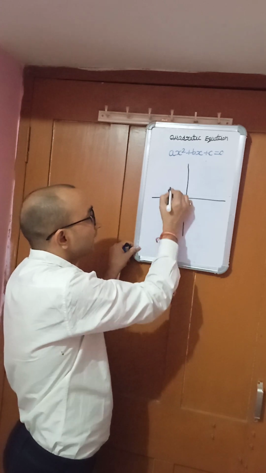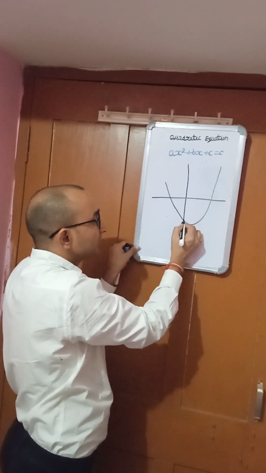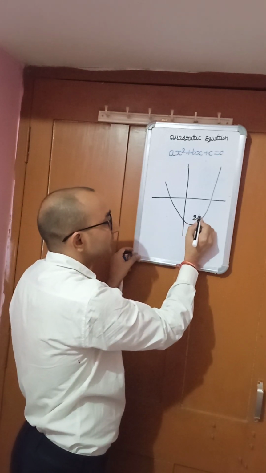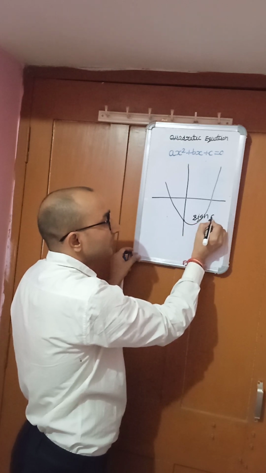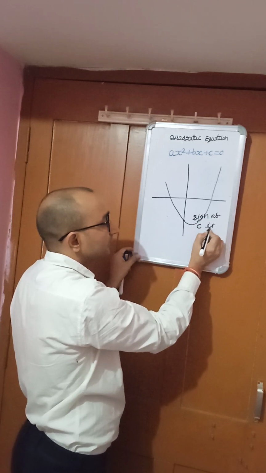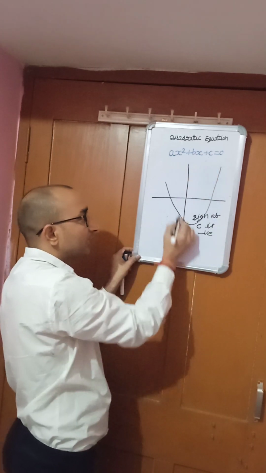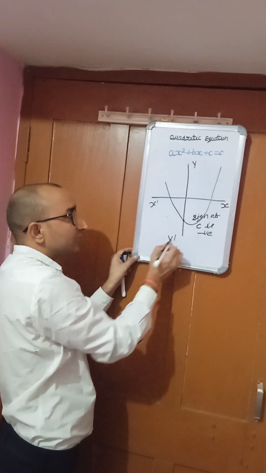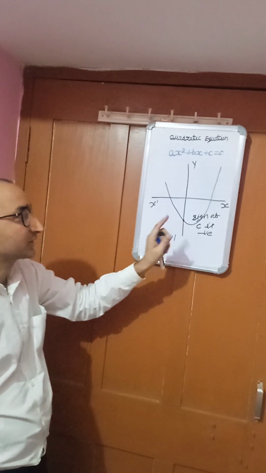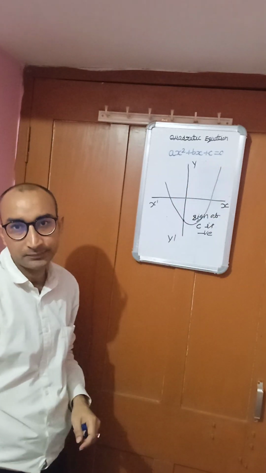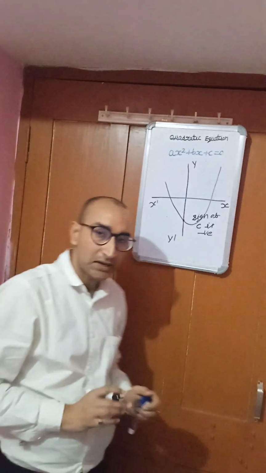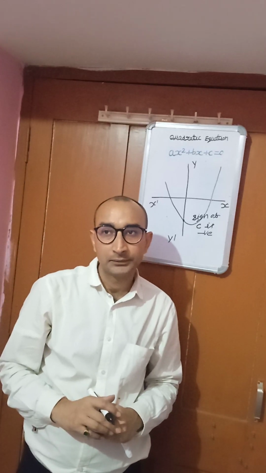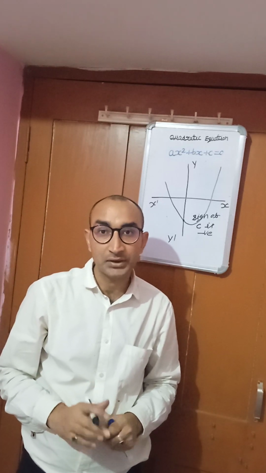If the parabola cuts the negative y-axis, then the sign of c is negative, because the parabola cuts the negative y-axis. This is x dash, this is y dash. Because the parabola cuts the negative y-axis, that is why the sign of c is negative. How can we find the sign of b?